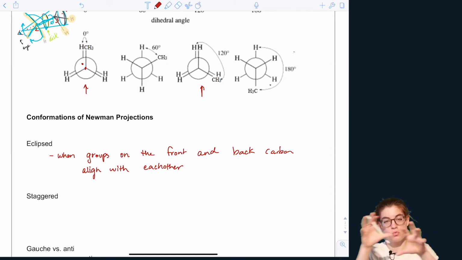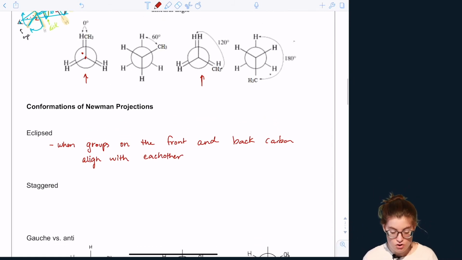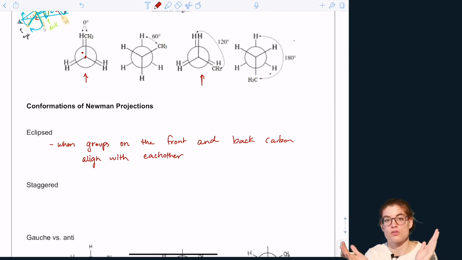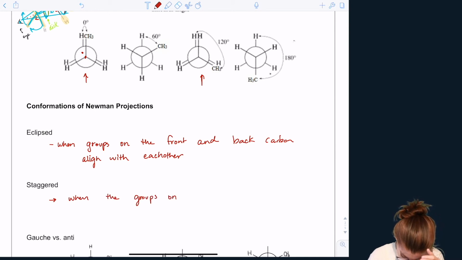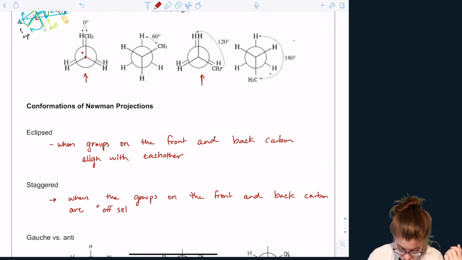That makes sense. That's pretty much what an eclipse is. Staggered is when you have a 60-degree difference between the bonds and groups of the front carbon and the back carbon. So it's like when they're offset, or askew.